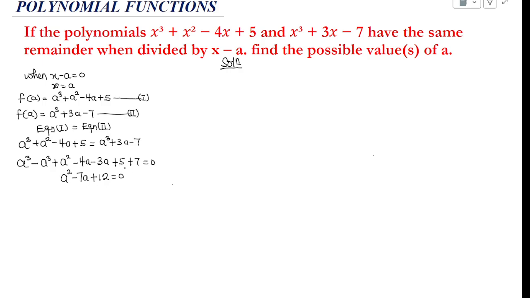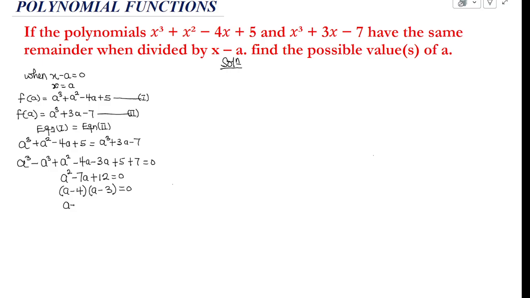This is a quadratic equation. We can easily do this by factorizing, or we can use the completing of squares method. We can use the quadratic formula. So when we factorize this equation, we are going to get a minus 4, and then we're going to get a minus 3 as our factors.